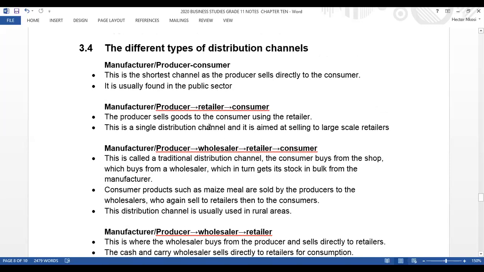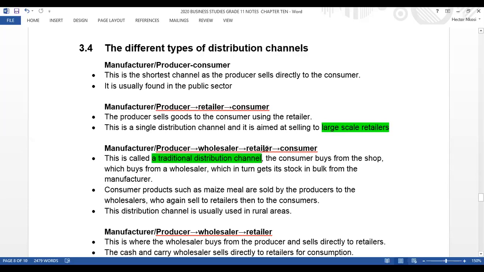Now, this single distribution channel is aimed at selling, very important, at large scale retailers, right? Your manufacturer or producer, wholesaler, retailer, consumer. So this one starts from the producer and goes to the wholesaler, meaning here it can start at Coca-Cola, then from Coca-Cola it can go to Makro, then from Makro it can go to Pick n Pay, then to consumers. This is called a traditional distribution channel.